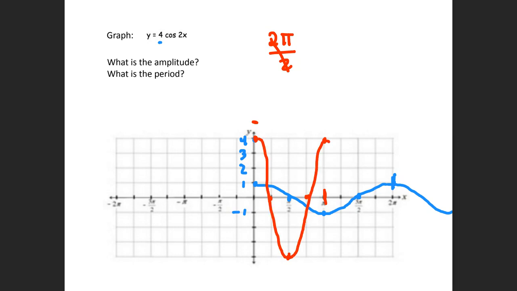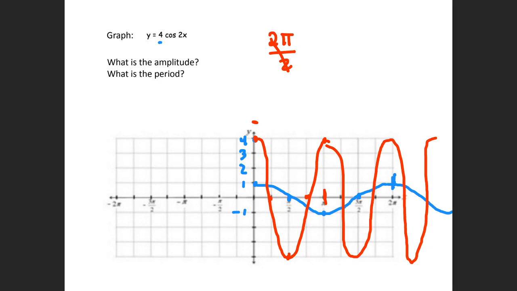It's going to go down. It's going to come back up. It's going to go down. It's going to come back up. And it's going to continue that way. So now this number here is the amplitude. This will tell you what the period is going to be. Okay. Let's try another one.